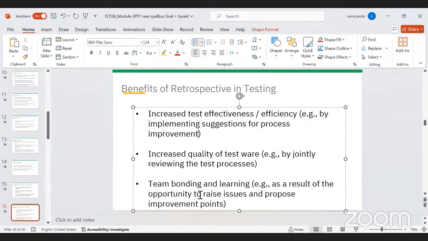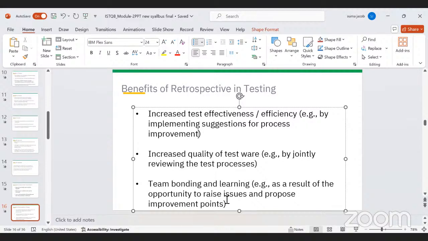And the next one is team bonding and learning. So, as a result of the opportunity to raise issues and propose improvement points, when we discuss things in the retrospective, it is not that we will personally target any one person who was not working well or anything. It is a collaborative work. So, through open and honest discussions in the retrospective, team members share their insights, experiences, and best practices.